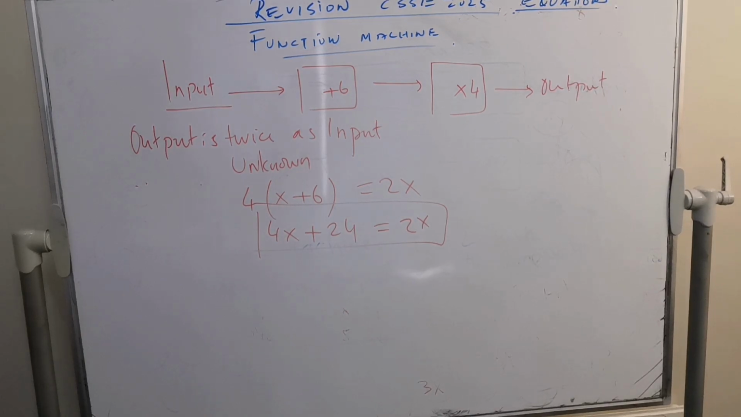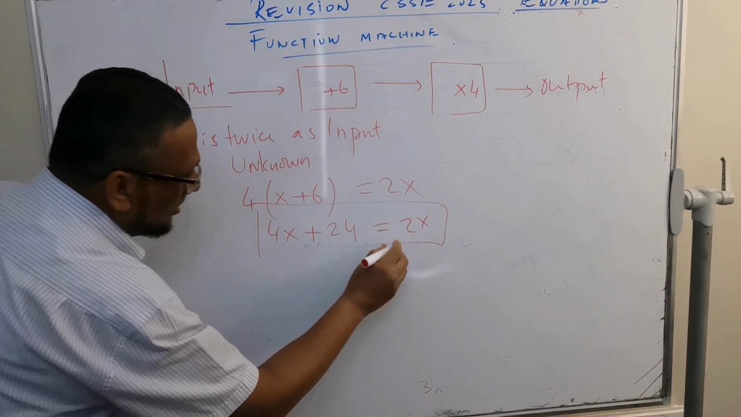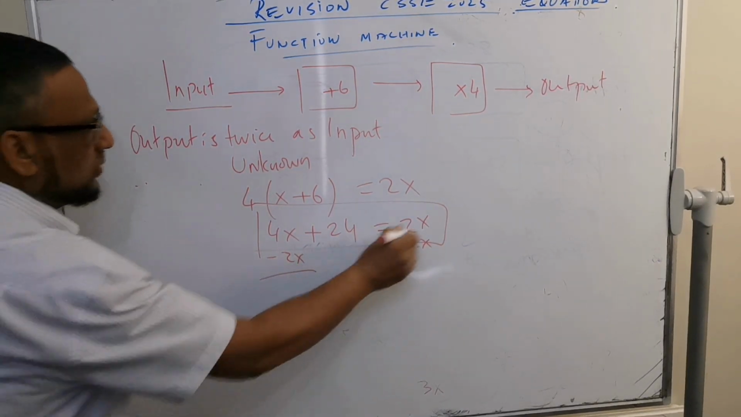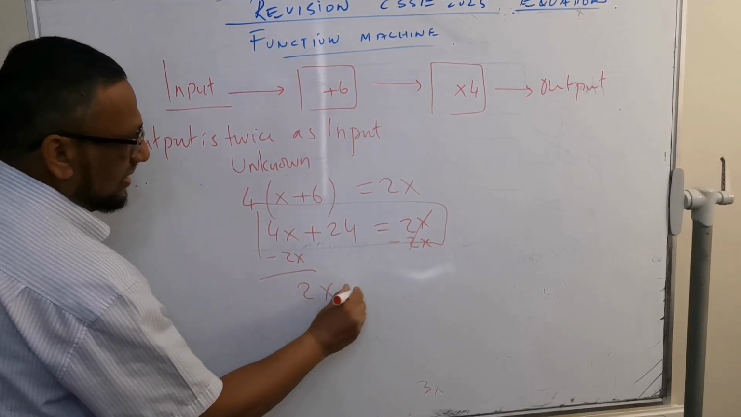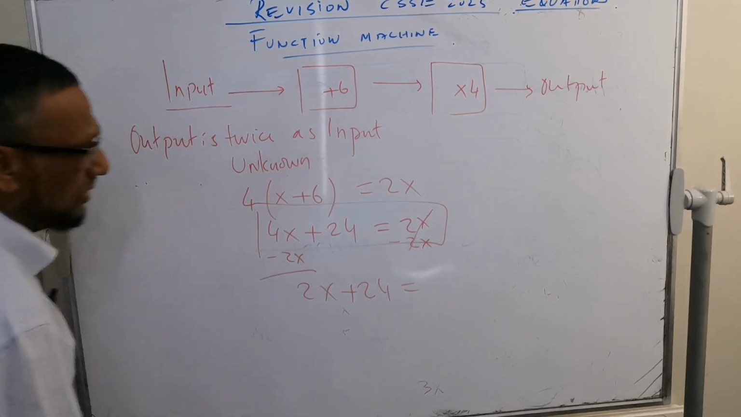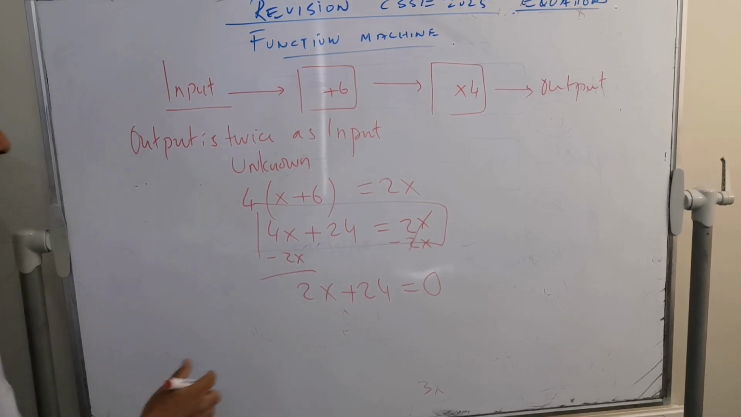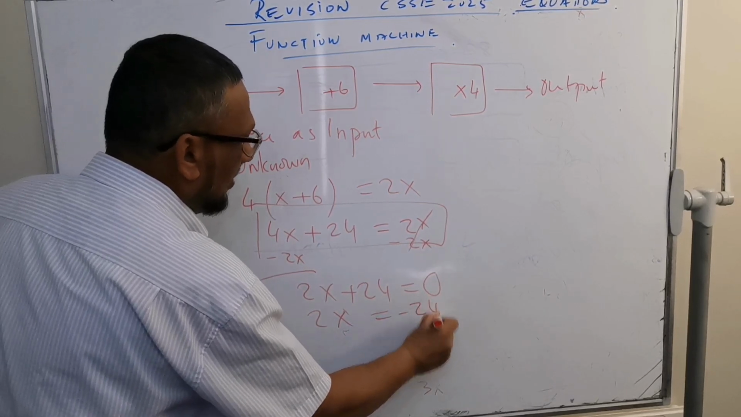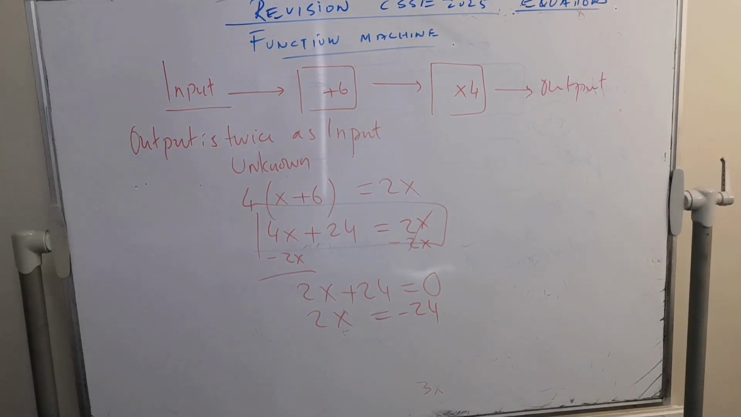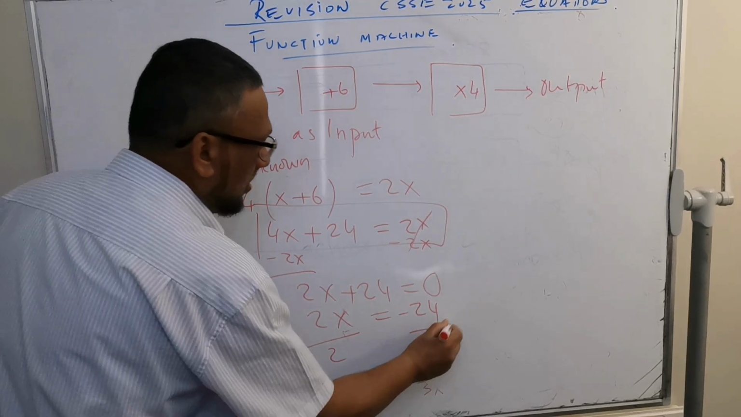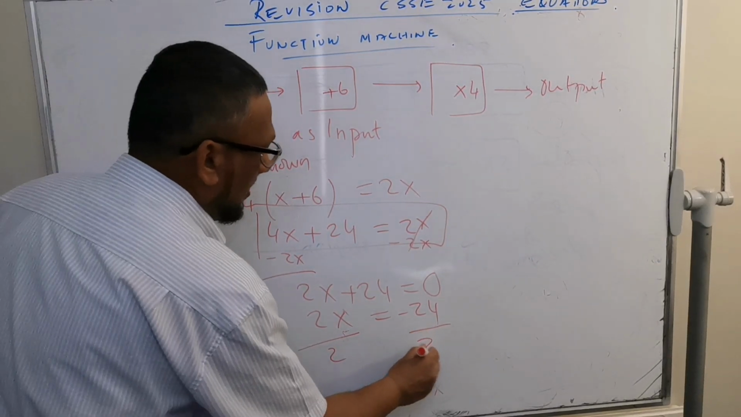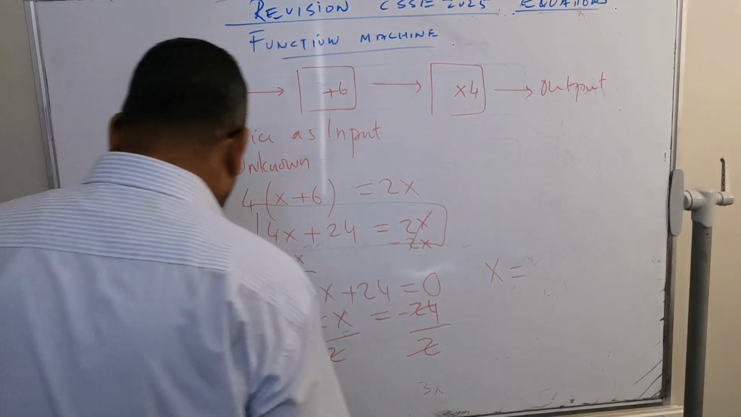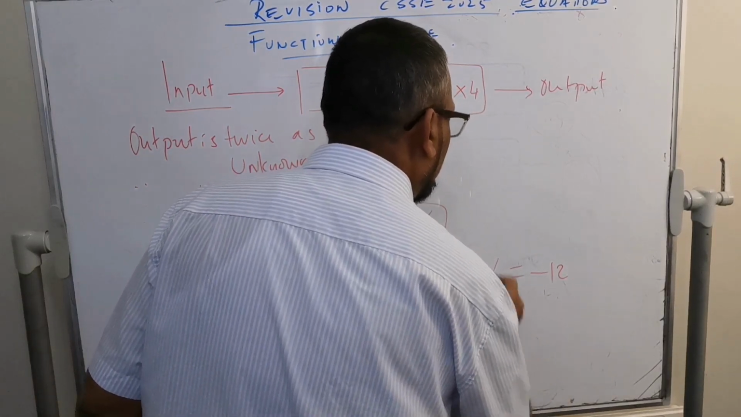Look at this one. So letter x on both sides. So minus 2x, minus 2x, and this one is cancelled. So 2x plus 24 equal to 0. Now 2x equal to minus 24 and divide by 2. Okay, so the answer is what? x equal to minus 12.